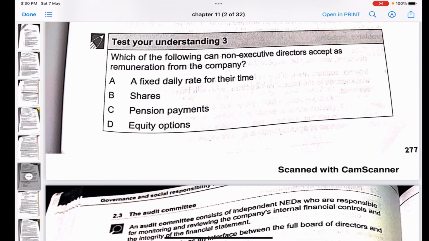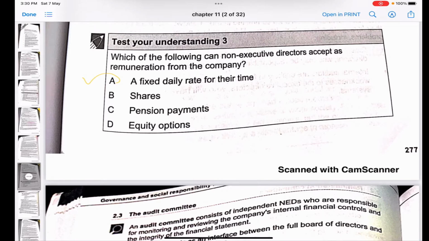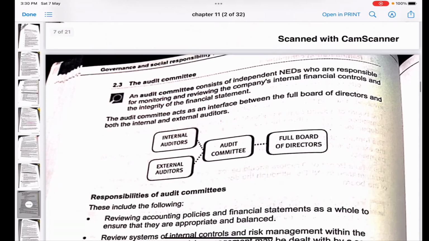Test your understanding. Which of the following can non-executive directors accept as a remuneration from the company? What is the answer? Obviously, the non-executive directors will want a fixed daily rate for their time. The time they've given, they need to be paid for that.